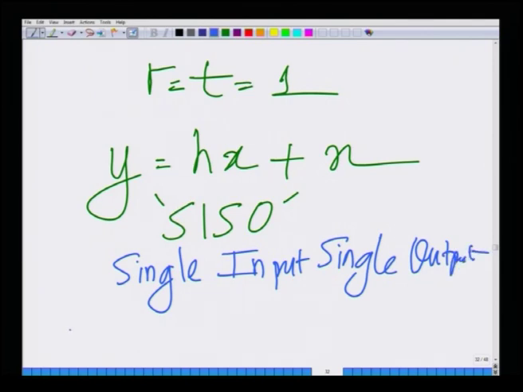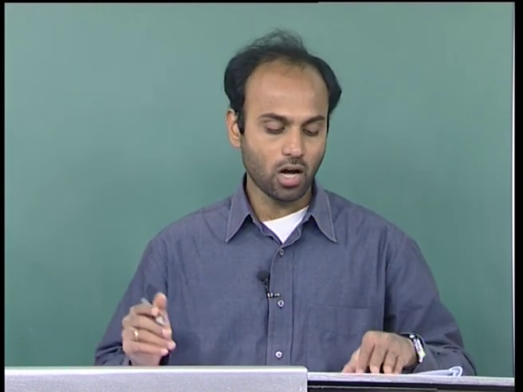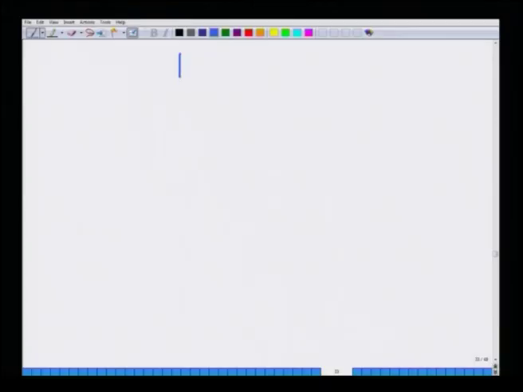This naturally stands for single input single output, that is, the traditional one transmit antenna, one receive antenna system is also termed as a SISO system, which is single input single output system. Now, let us come to a slight discussion on the noise.